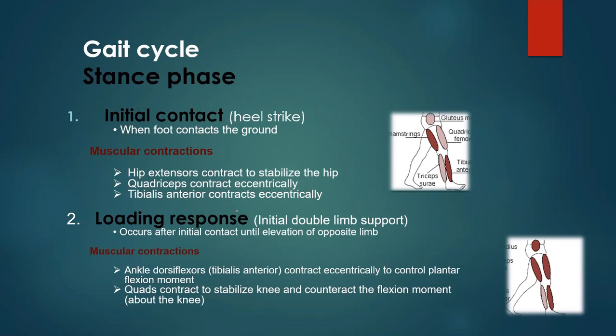Another stance phase is the loading response, the initial double limb support. It occurs after initial contact until elevation of the opposite limb. Usually the ankle dorsiflexors, the tibialis anterior, contract eccentrically to control the plantar flexion moment. The quad contracts to stabilize the knee and control the flexion moment about the knee.